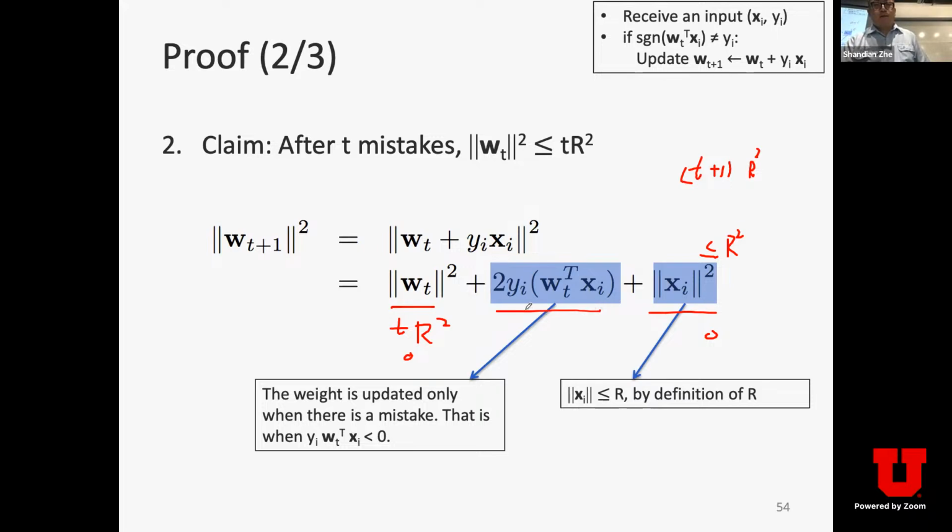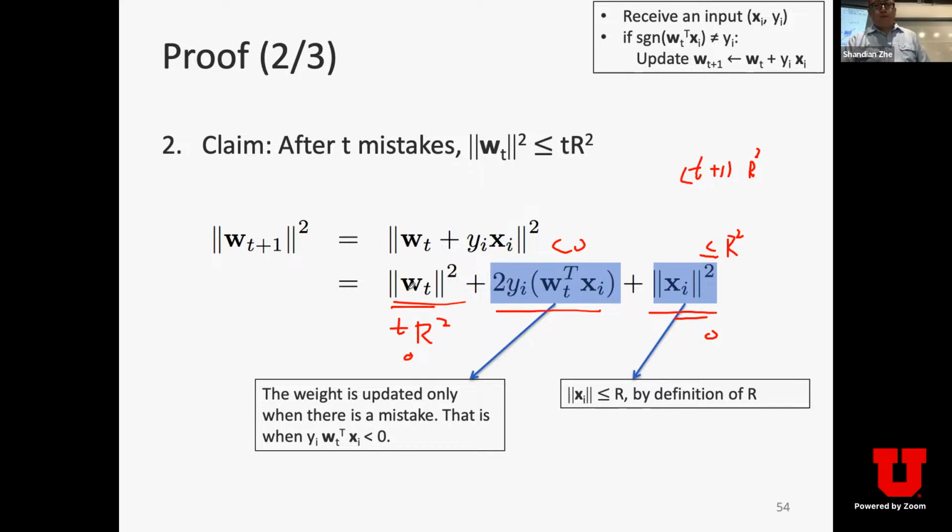So I want to ask, is the middle term positive or negative? It's negative. Why? Because you make a mistake in the current update. At mistake T plus 1, meaning you make a wrong prediction at this part, so this guy must be negative. So you can see that the square norm of WT plus 1 will be smaller than this guy plus this guy.